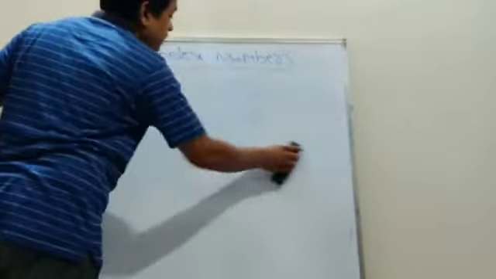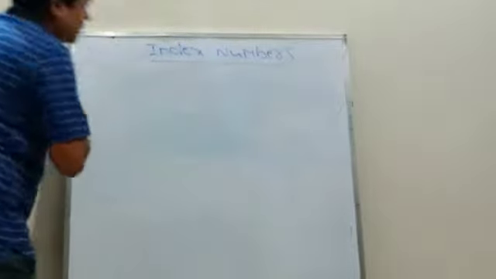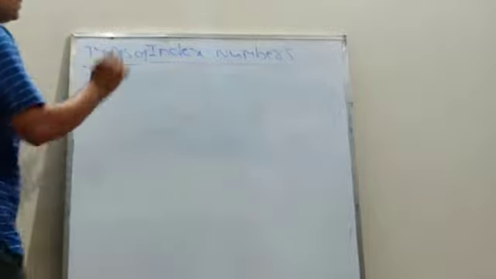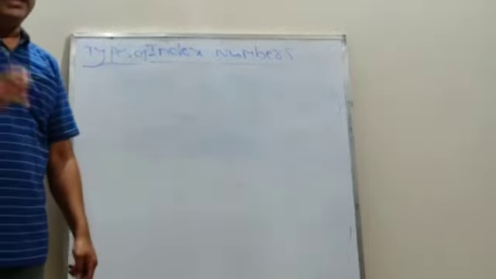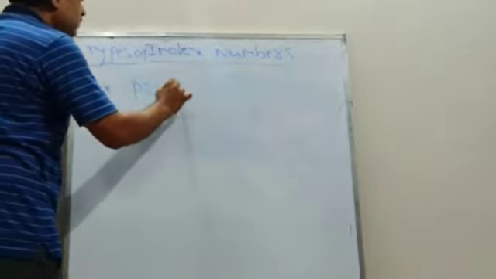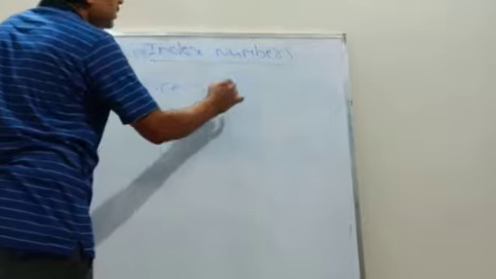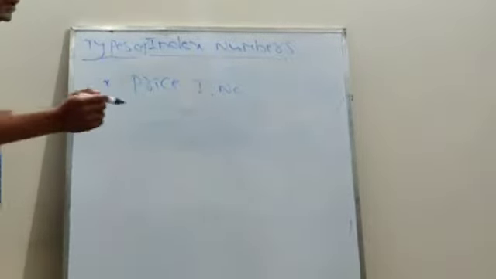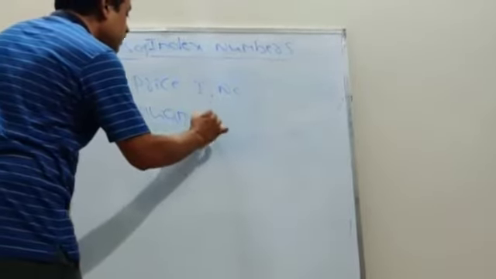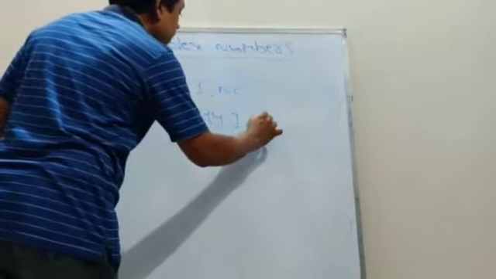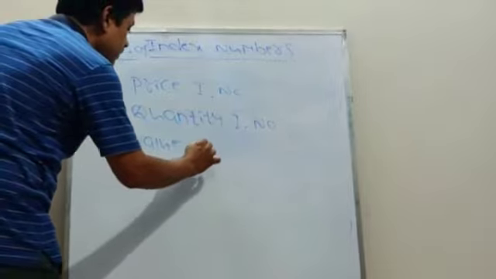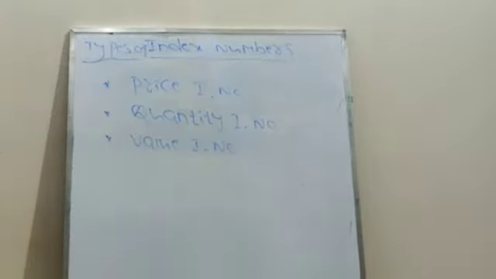The next one is the types of index number. Okay, in total we discussed 3 types. The first one is price index number. NO means index number, price index number. The second one is quantity index number. And the third one is the value index number. These are the types of index number.